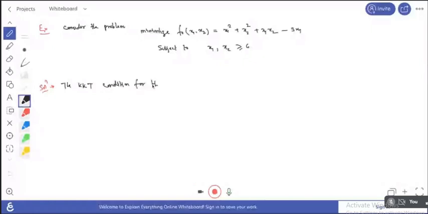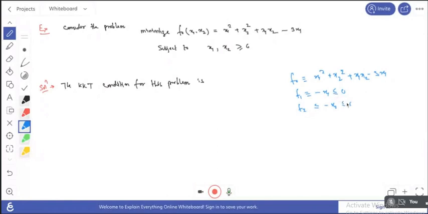The problem is to show the KKT condition. What is the objective function? The objective function is x1 square, x2 square plus x1 x2 minus 3x1. This is the objective function. Okay, and what are the inequality constraints? So f1 is basically minus x1 is less or equal to 0. Okay, and f2 is minus of x2 less or equal to 0.